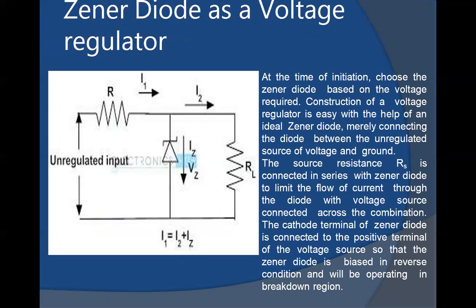At the time of initiation, choose the Zener diode based on the voltage required. Construction of a voltage regulator is easy with the help of an ideal Zener diode, merely connecting the diode between the unregulated source of voltage and ground. The source resistance Rs is connected in series with the Zener diode to limit the flow of current through the diode, with the voltage source connected across the combination. The cathode terminal of the Zener diode is connected to the positive terminal of the voltage source so that the Zener diode is reverse biased and will be operating in breakdown voltage.